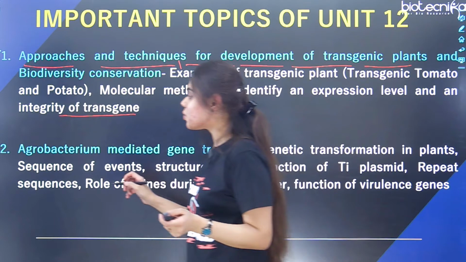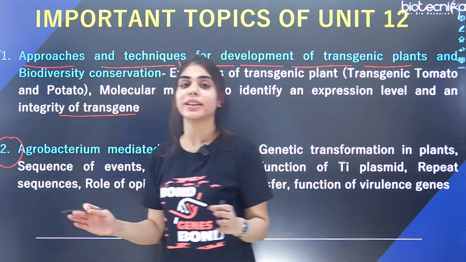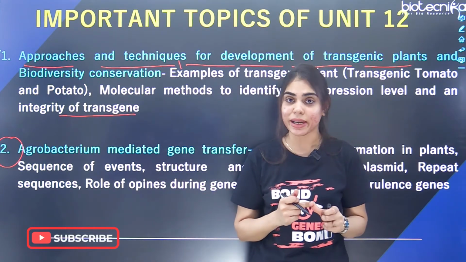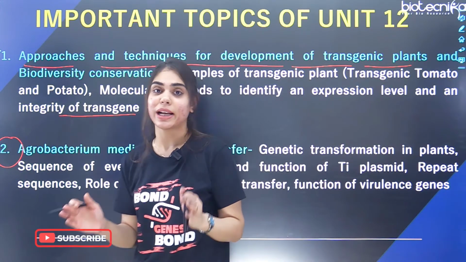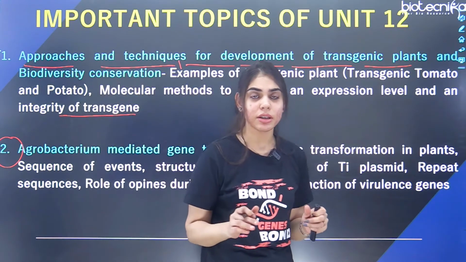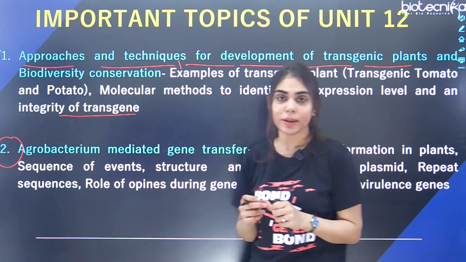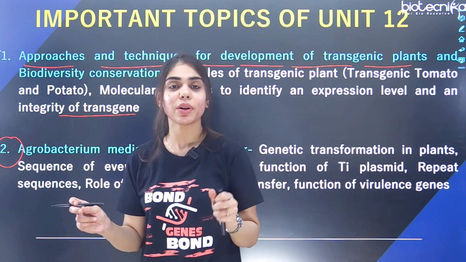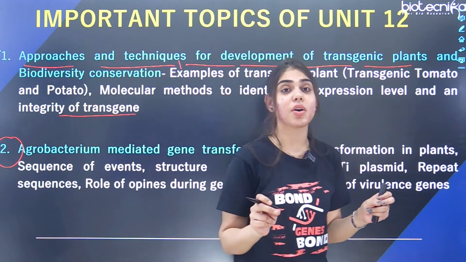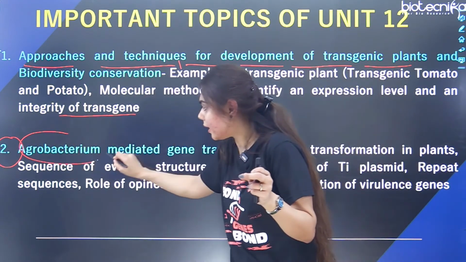The second and the most important topic over here is agrobacterium mediated gene transfer. I've already mentioned that there are 3 different techniques of gene transfer in organisms. First is the physical method, the other one is chemical, and the third one is the biological method. Under the physical method, you need to study microinjection, particle bombardment, and electroporation. Under the chemical method, you need to study the calcium chloride method as well as calcium phosphate. Under the biological method, you need to focus on agrobacterium mediated gene transfer. These are the topics you need to focus on under Unit 12.